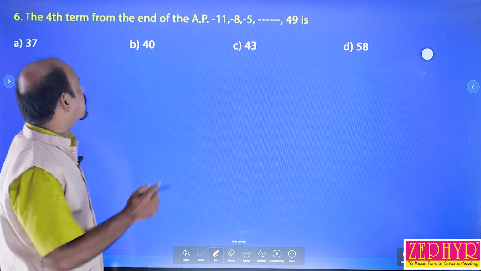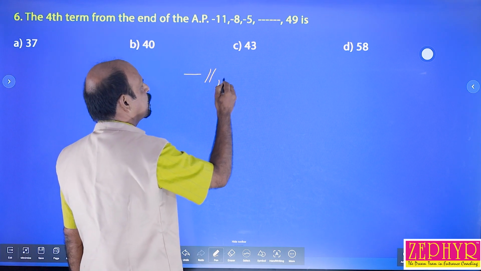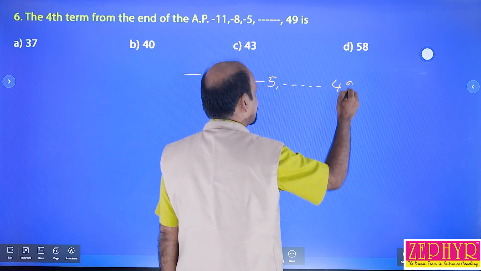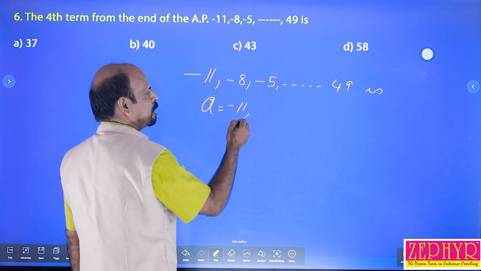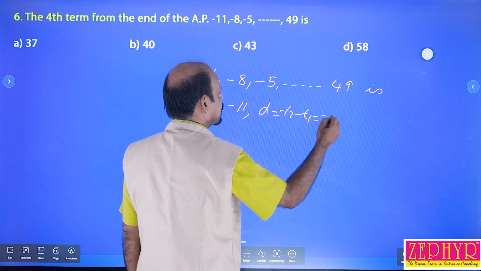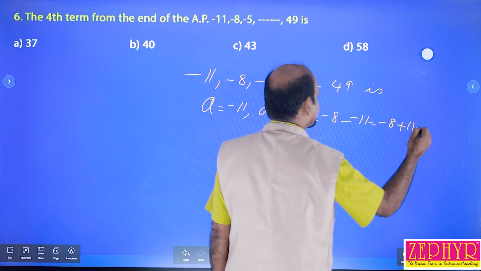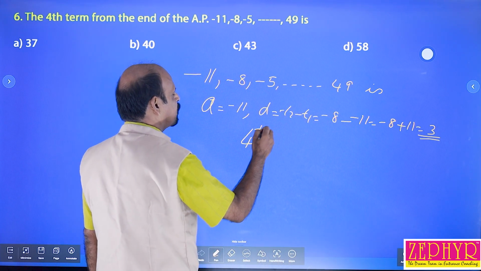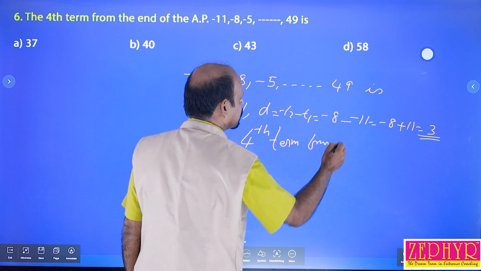Now we are coming to the next question. The fourth term from the end of the AP minus 11, minus 8, minus 5, etc., 49 is. So we are writing here a is minus 11. Common difference is T2 minus T1, that is minus 8 plus 11, 3. Common difference is 3. We have to find out the fourth term from the end.